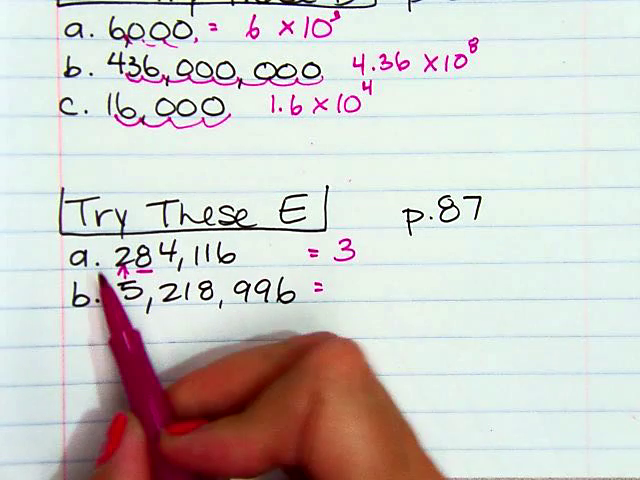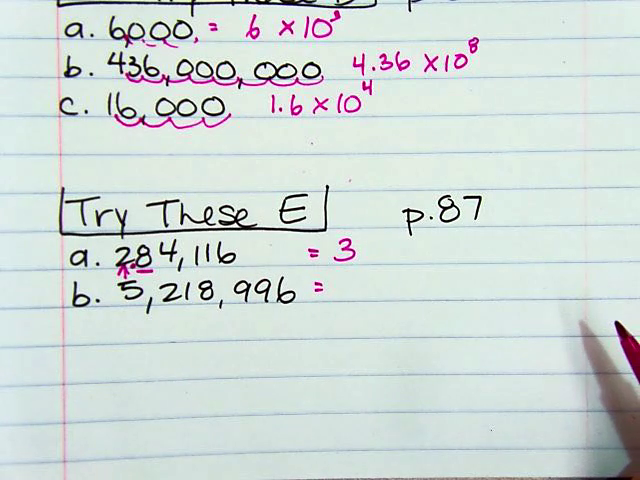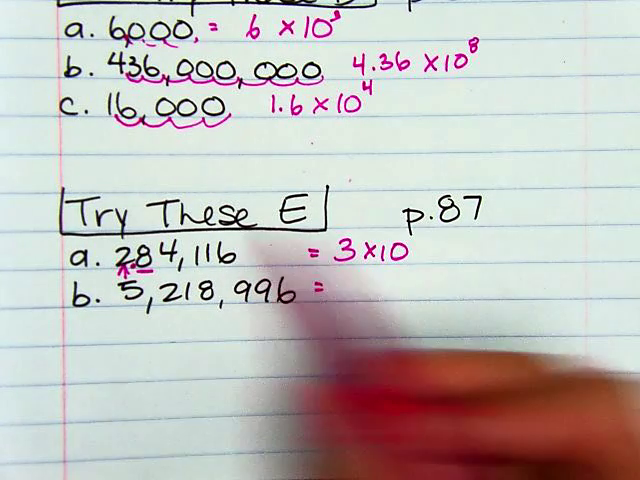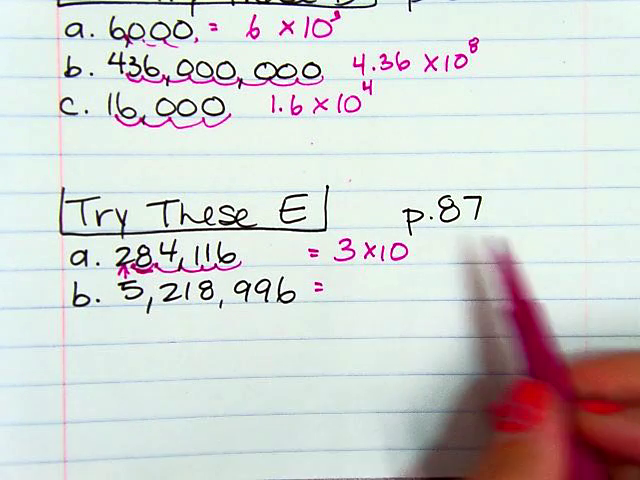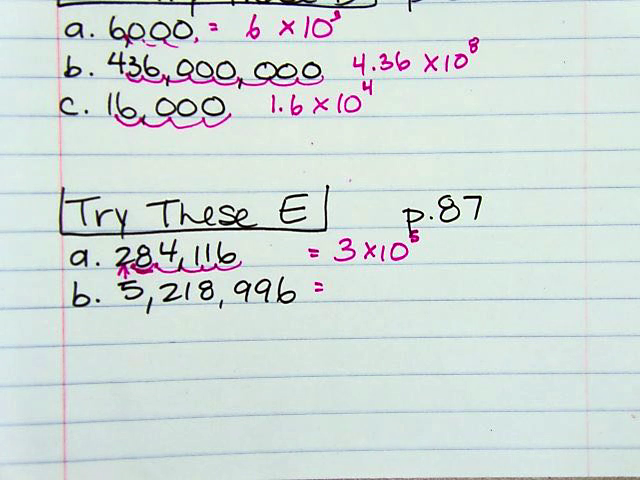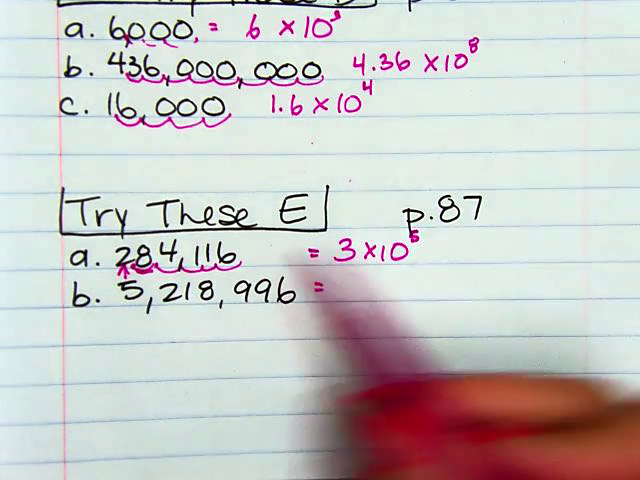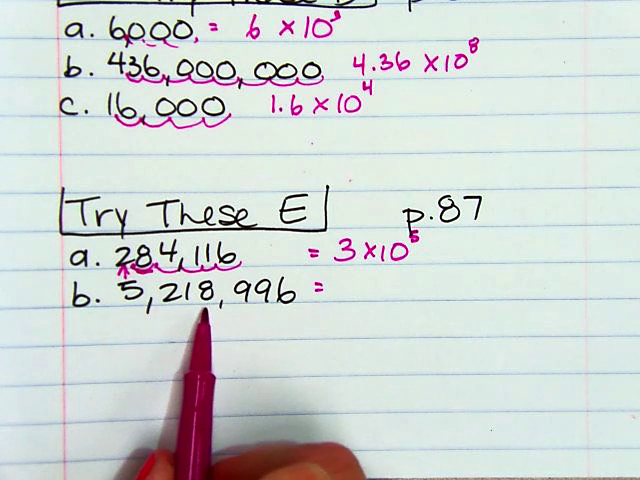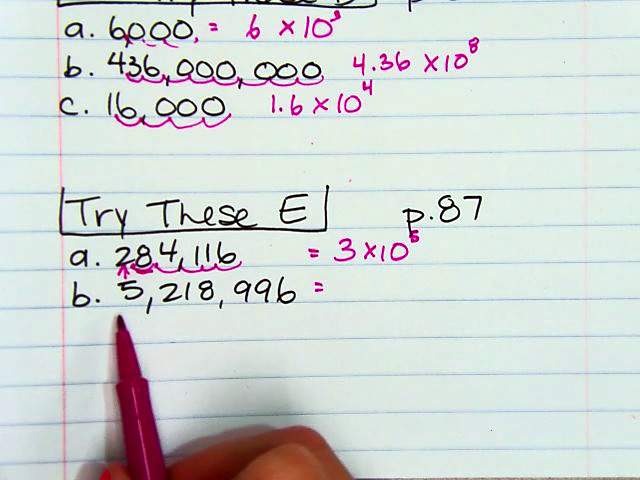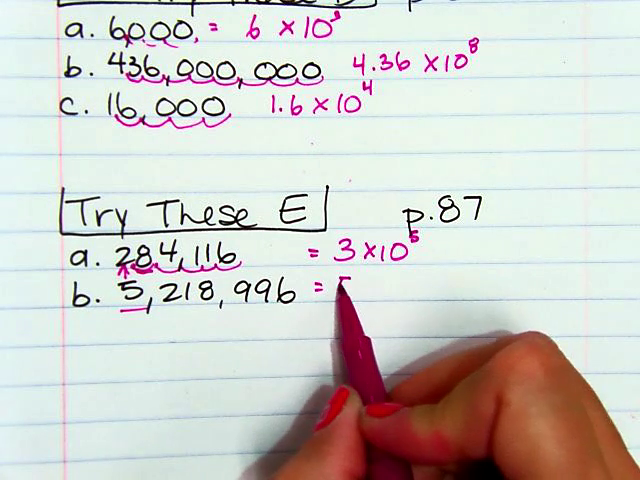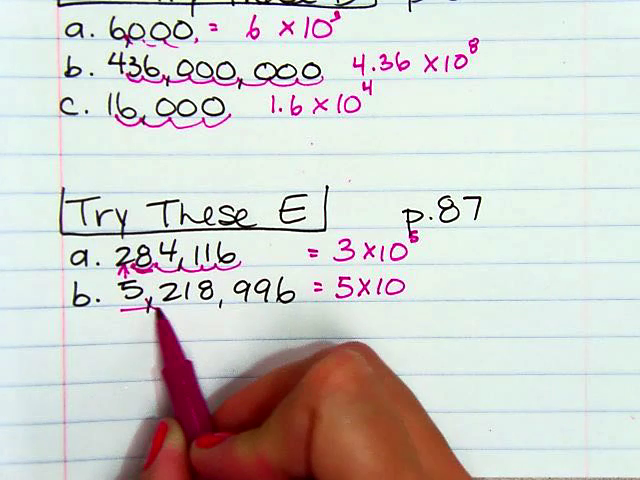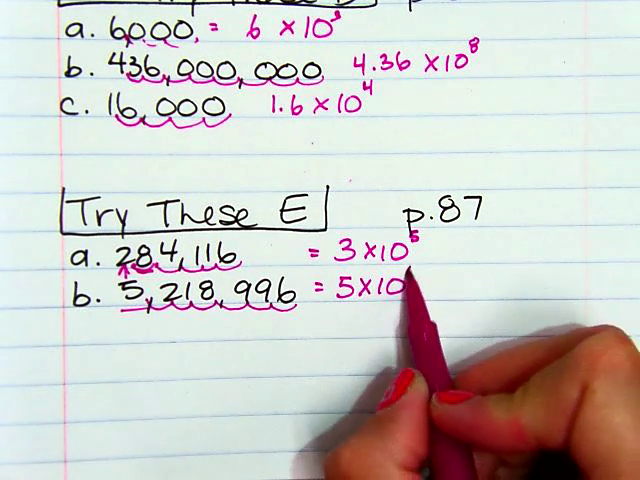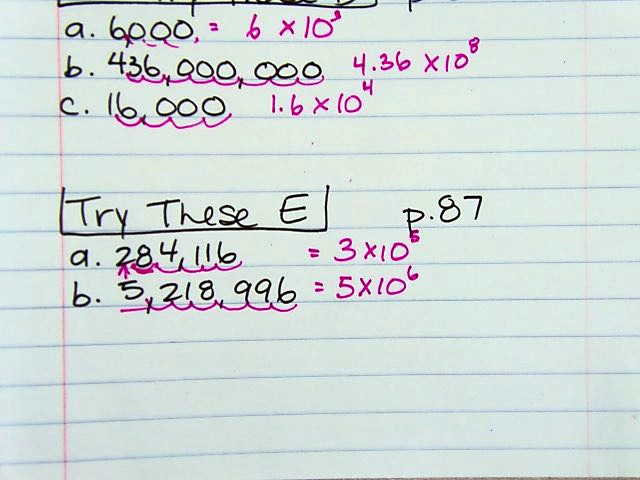And then I need to see, if that's a 3, right here would be my decimal point. So I need to count how many places it moves. 1, 2, 3, 4, 5. Okay, so that would be 3 times 10 to the 5th power, which is pretty close to 284,116. Same thing here. I have 5,218,996, pretty close to just 5 million. So 5 is going to be my first factor that's between 1 and 10, times 10 to the 1, 2, 3, 4, 5, 6th power. And I think I've estimated pretty good there.